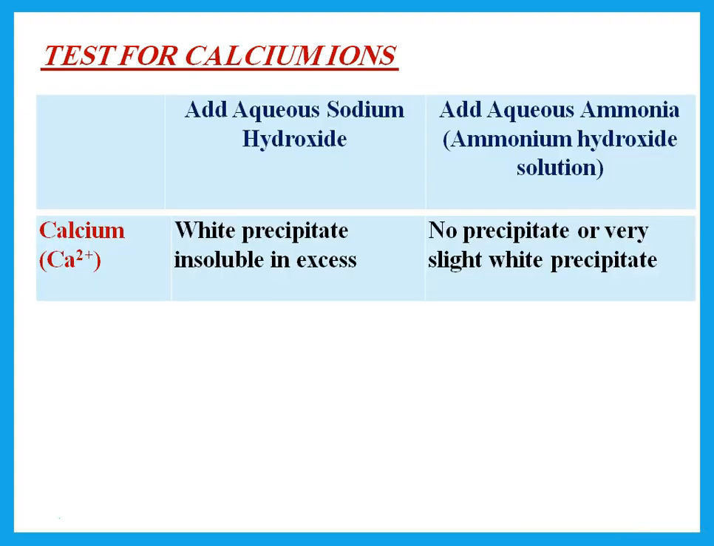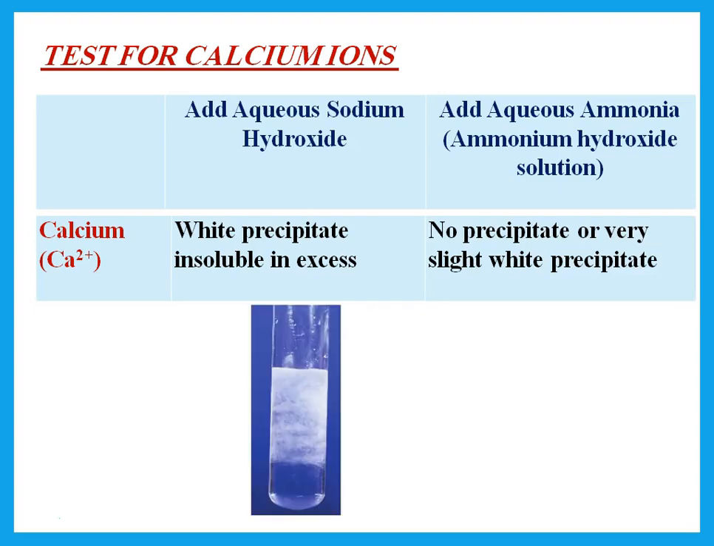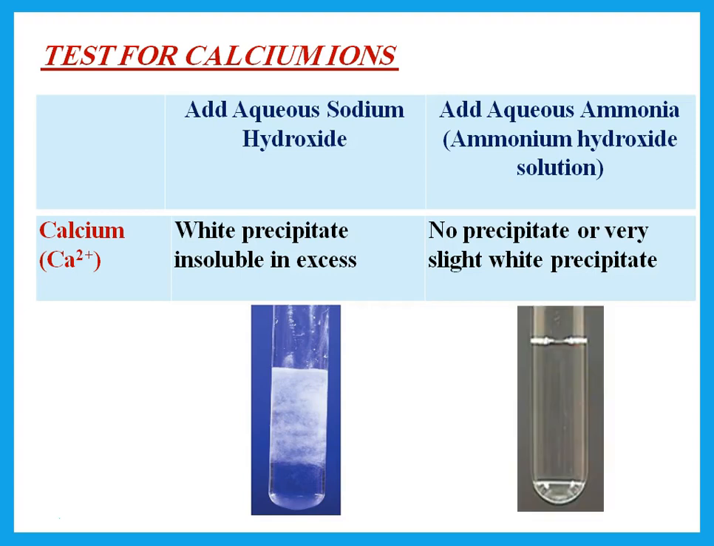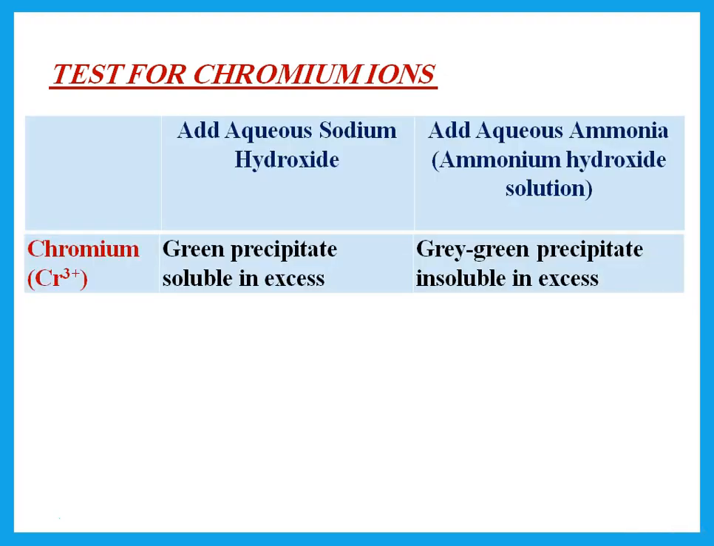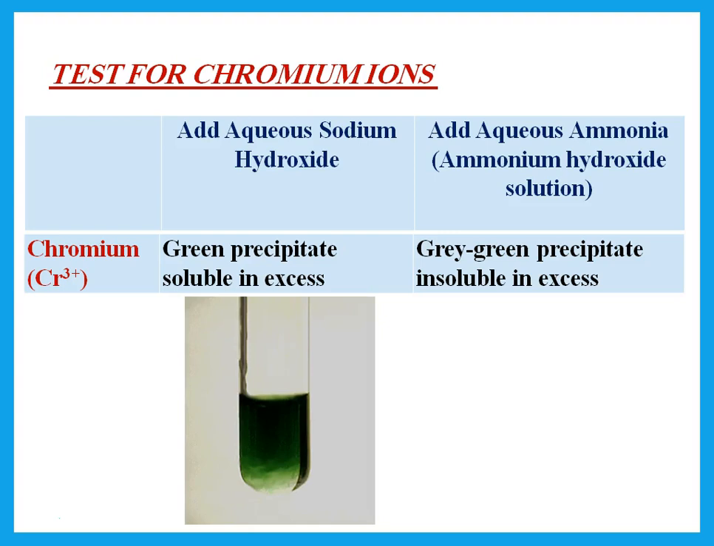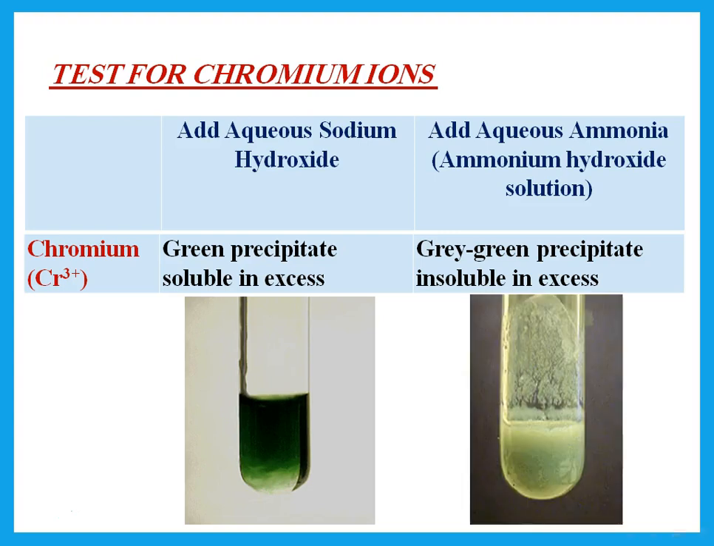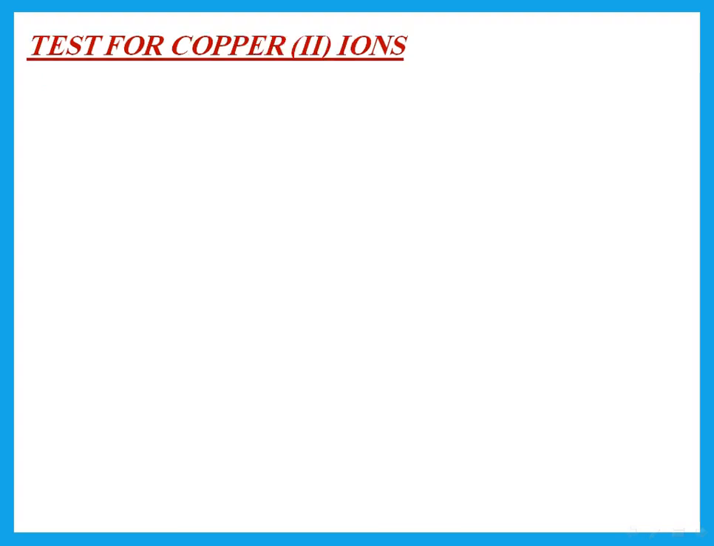Test for calcium. What was the test for calcium? If I add aqueous sodium hydroxide, I should get a white precipitate insoluble in excess. With aqueous ammonia, no precipitate or very slight white precipitate. Test for chromium ions. We said if I add sodium hydroxide, I get green precipitate, soluble in excess, giving a green solution. With aqueous ammonia, I get a gray-green precipitate, insoluble in excess. Have we memorized all of this? Please memorize all the tests.